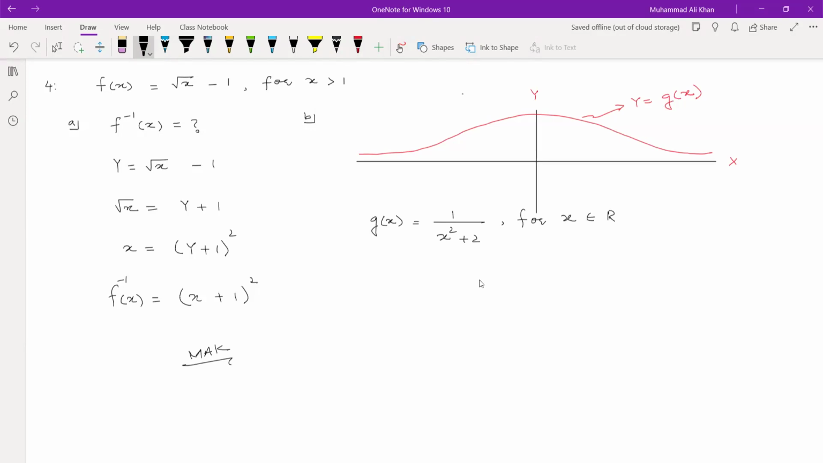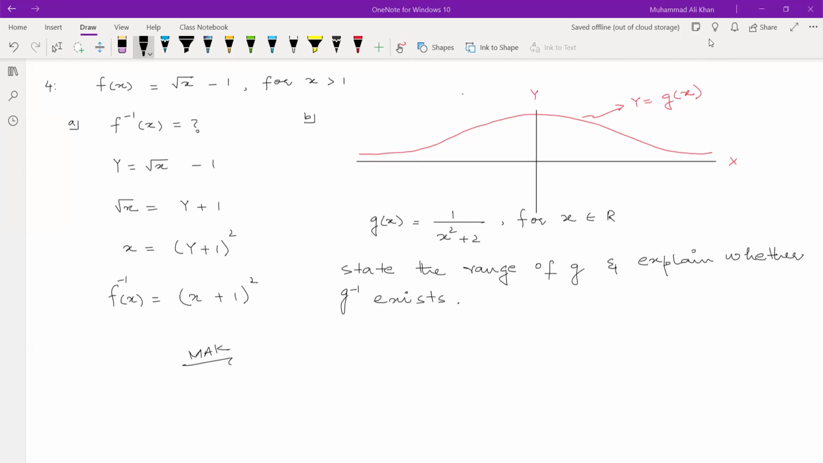In the B part, what the examiner is asking: state the range of g and explain whether g inverse exists.